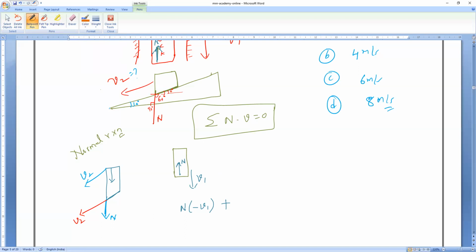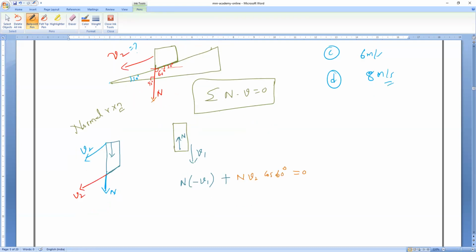Then velocity is also downwards and normal is also downwards. So here N into V2 cos 60 or cos 30? 60. Here 30 means here also 30. Both are 90, so what remains is 60 only. Then N will get cancelled. Then V2 cos 60 is equal to V1. V1 is 4 meter per second.